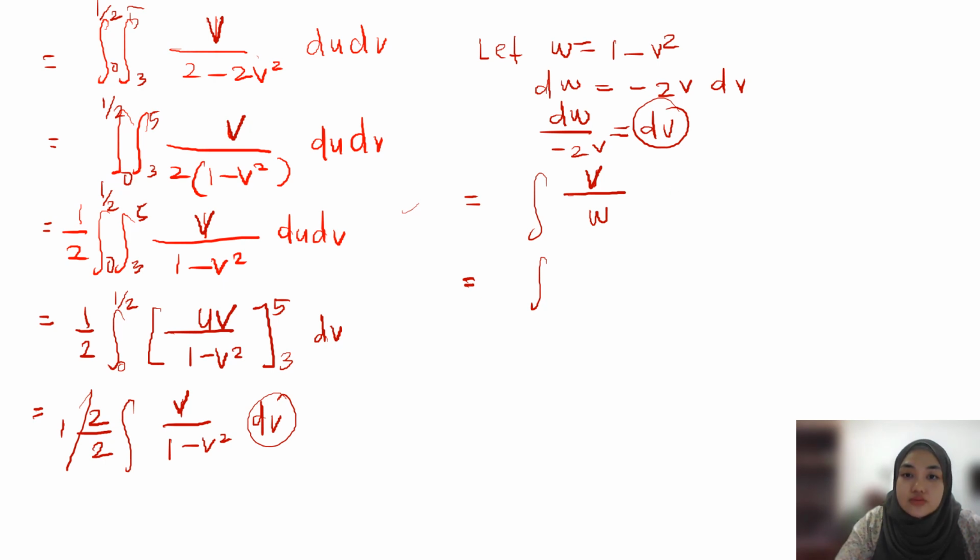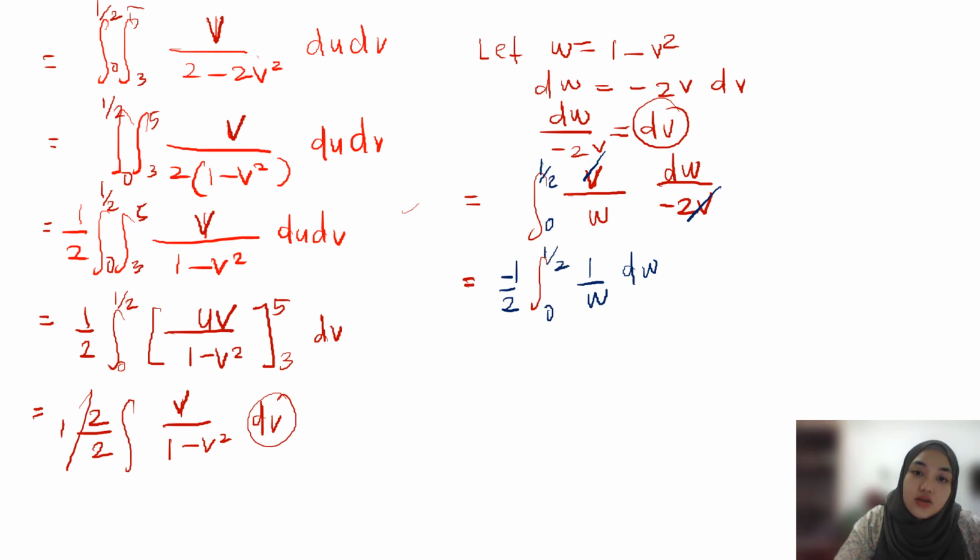dV equals dW over negative 2V. So that's why we can cancel this one out. So negative 1 over 2, 1 over W dW. So you have to integrate with respect to W, and the limits are 0 until 1 over 2.